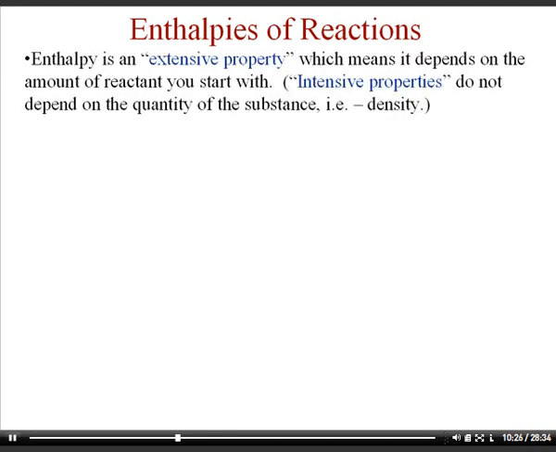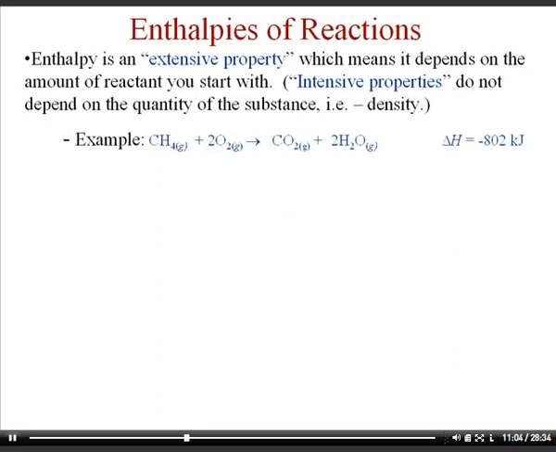Now we have enthalpy of reactions being defined as an extensive property. Now the opposite of extensive is intensive. An extensive property depends on how much of the substance you have. An intensive property doesn't matter how much of the substance you have. So density, for example, is an intensive property. If you have a small piece of gold or a large piece of gold, the density of gold will still be the same. An extensive property means it depends on how much you have. So mass is an extensive property because if you have a small piece of gold, the mass would be different than a large piece of gold. So that's extensive and intensive properties.